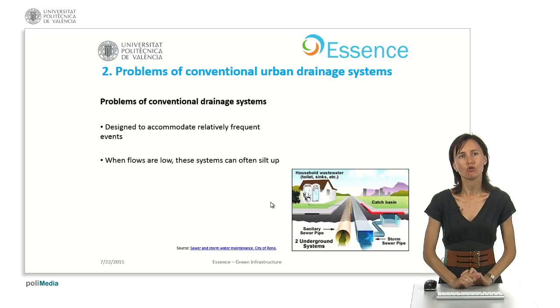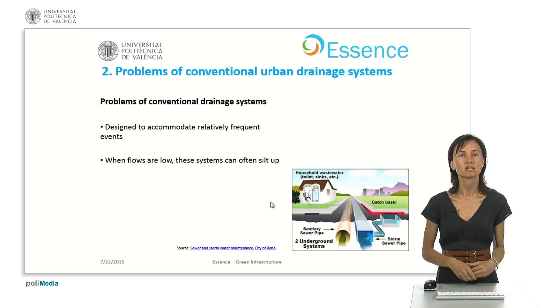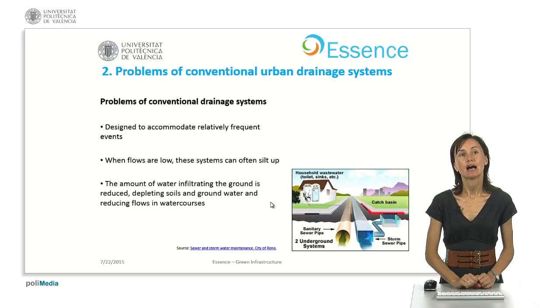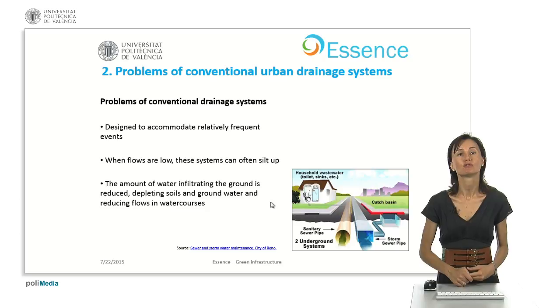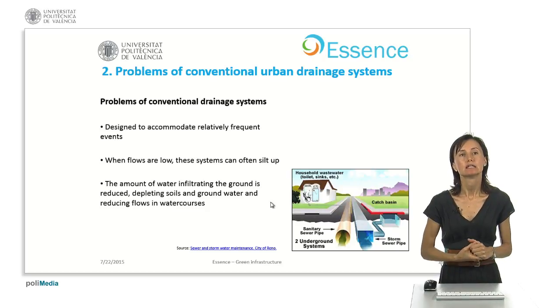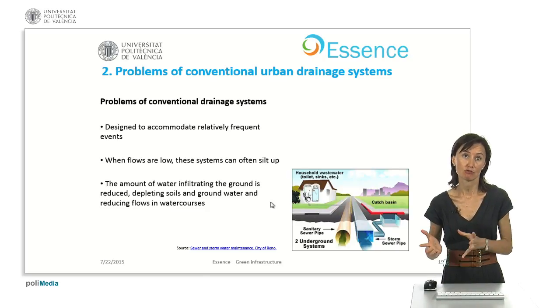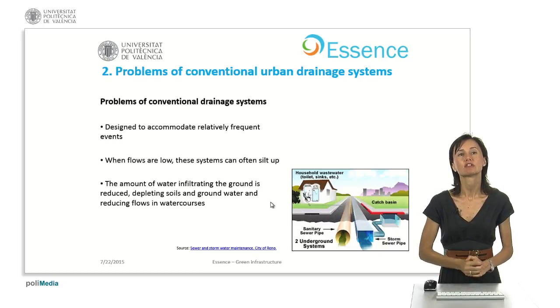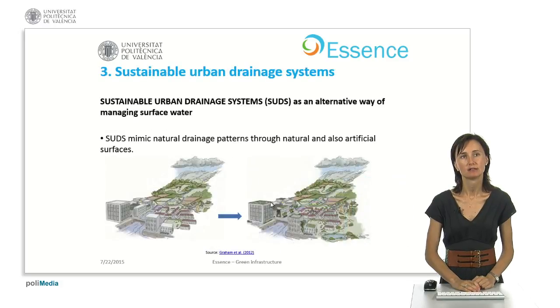Second, when flows are low, these systems can often silt up, causing problems when the next storm arrives. And third, the amount of water infiltrating the ground is reduced by diverting the rainfall to the pipe system and depleting soils and groundwater and reducing flows in watercourses.